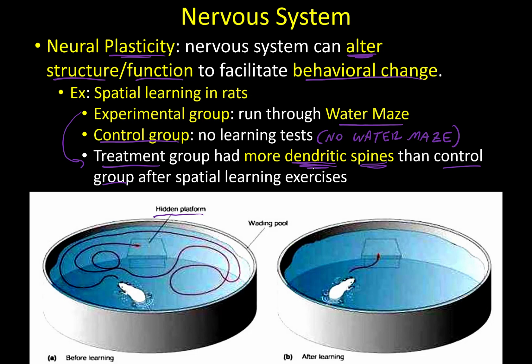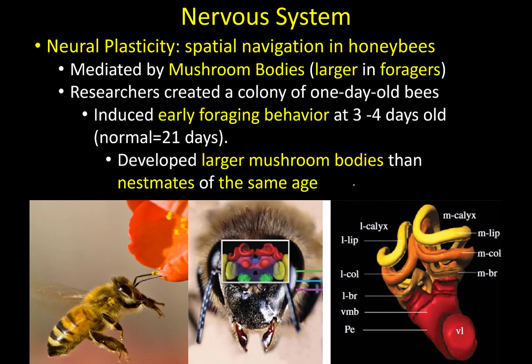So it's just an example that the brain itself will physically change to facilitate behavioral changes, such as a navigational ability. One more example of neuroplasticity. We're going to continue to talk about nervous system changes over the course of the remaining unit as well.